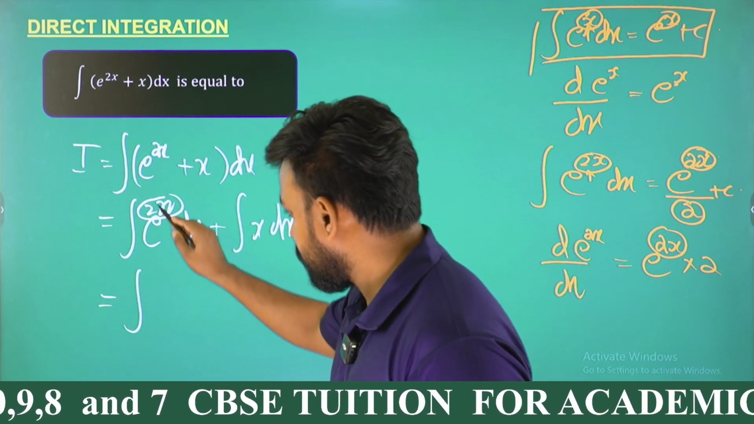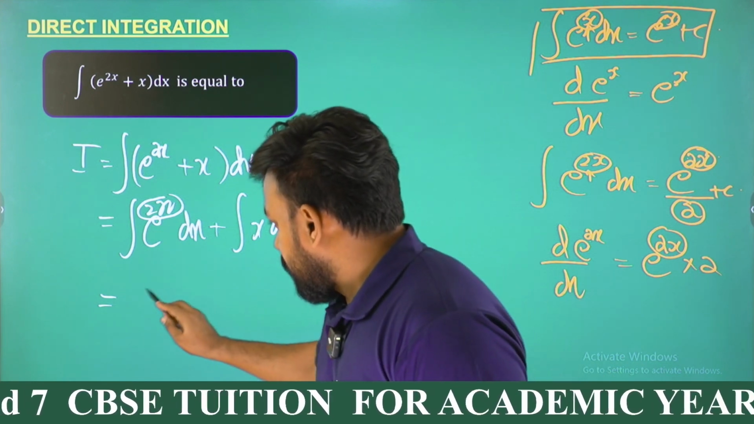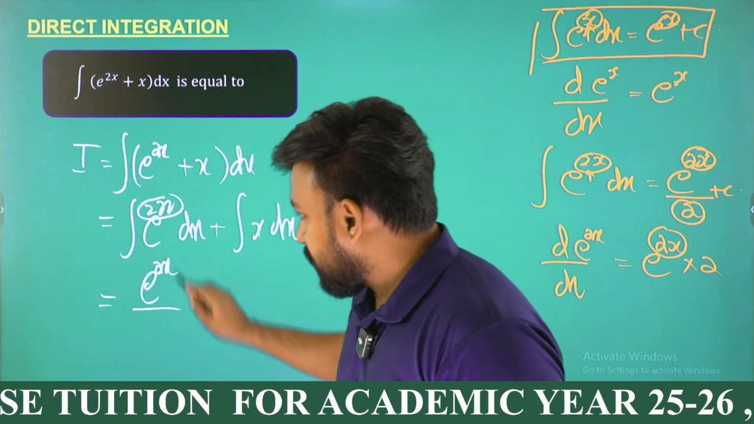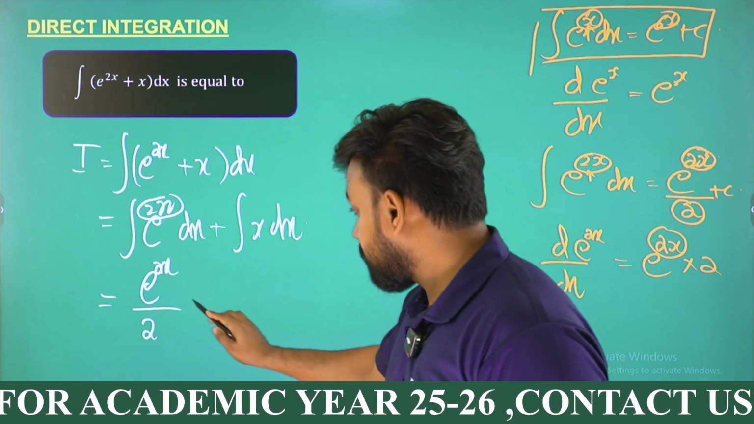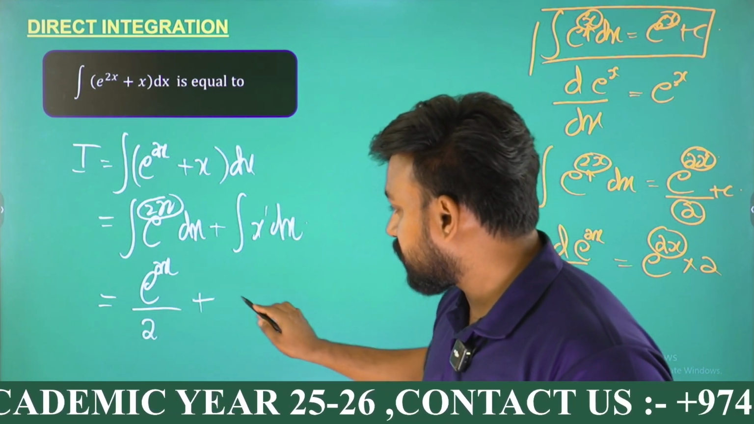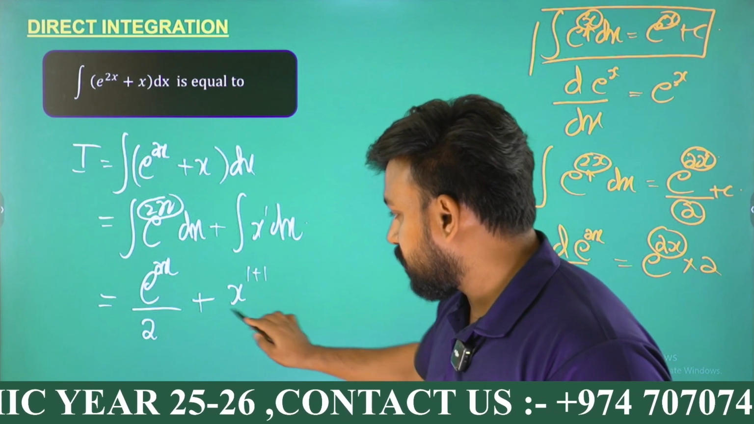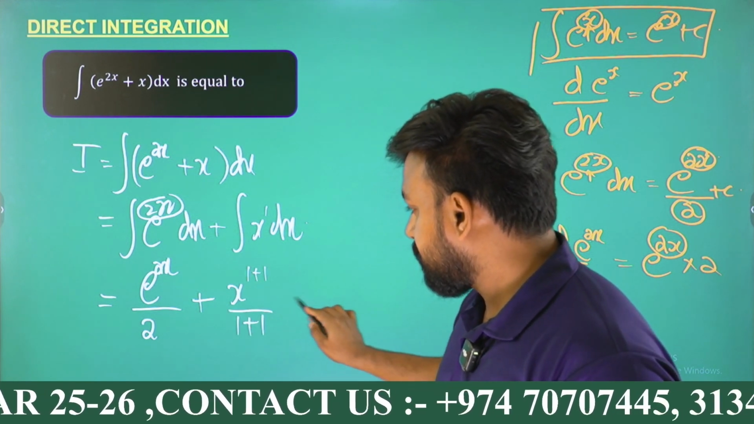Integral of e raised to 2x is what? e raised to 2x itself. But the derivative of the one who replaced, 2x, is what? 2. It's a constant, so we divide. Plus, integral of x raised to 1 is what? x raised to 1 plus 1 by 1 plus 1, plus c.